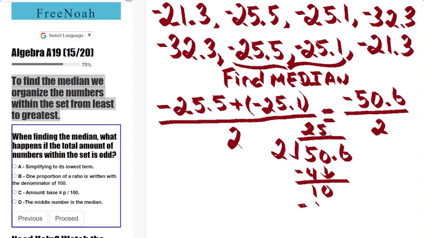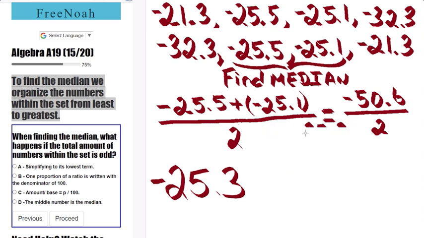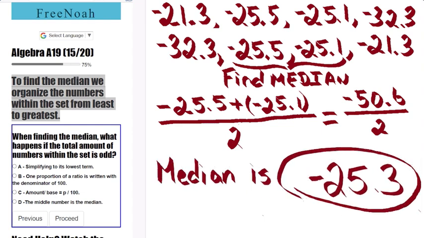5 times 2 is 10. 10 minus 10 is 0. And then drop down the final 6. Let's not forget that we place a decimal point on the quotient side. And we have 2 going into 6 3 times. 3 times 2 is 6, and 6 minus 6 is 0. So here we have negative 25 and 3/10 as our mean, as our median, excuse me.